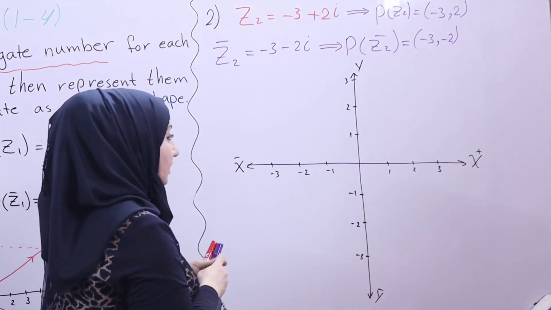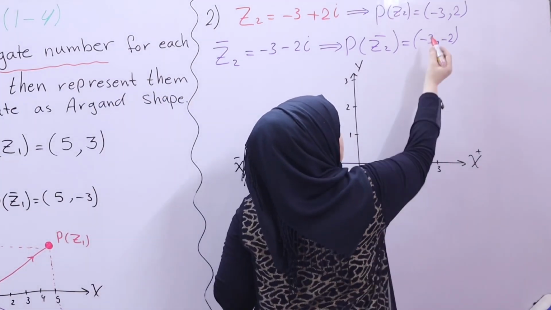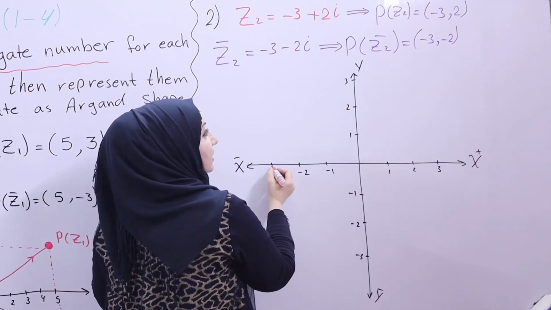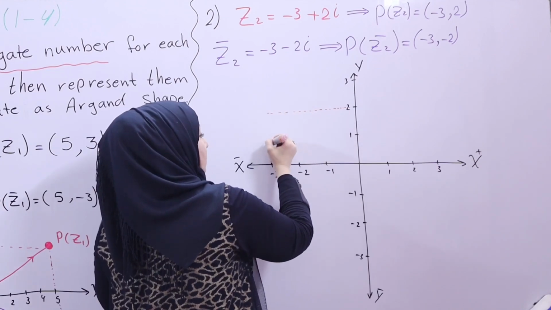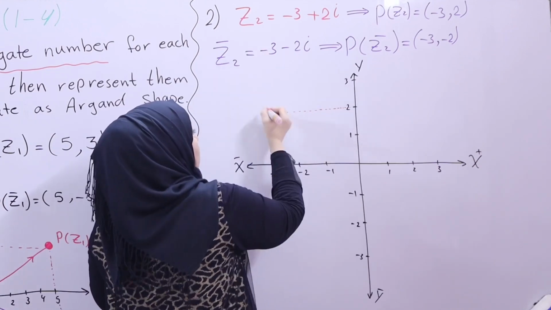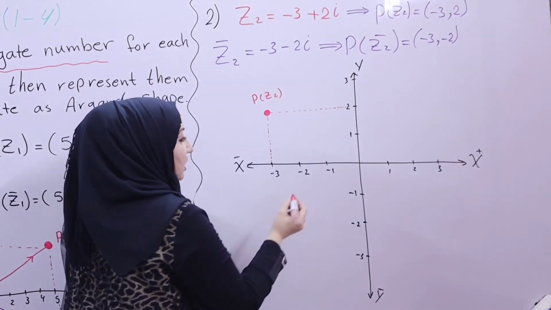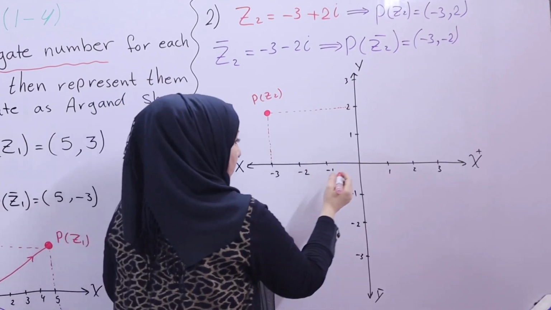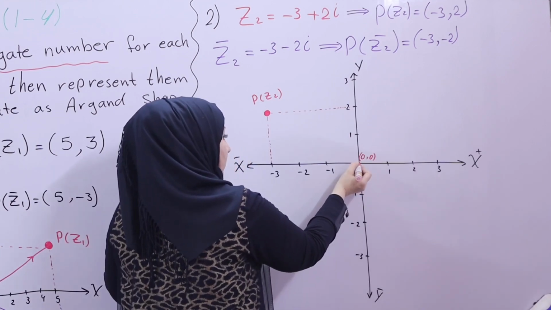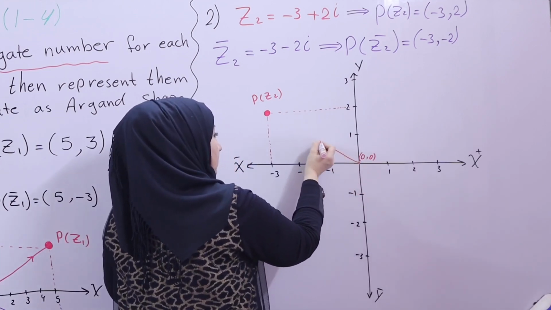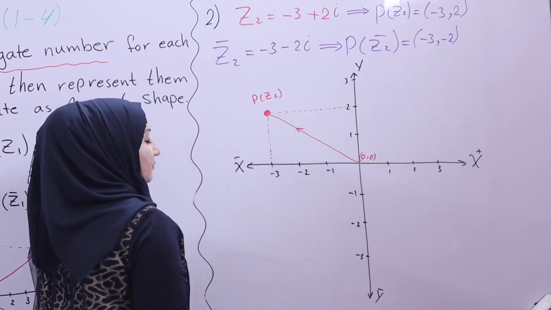So the first point is negative 3 and positive 2. The x coordinate is negative 3 and the y coordinate is positive 2. So the point which represents Z2 will be here. To draw the Argand shape, we connect the origin, this is the origin 0, 0, and the point which represents Z2. This is the Argand shape for this complex number.